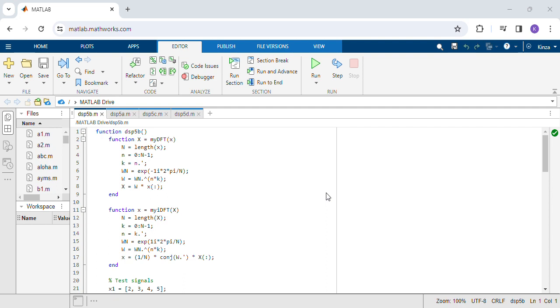These are arbitrary sequences of numbers representing discrete time signals. For each test signal, the custom DFT function myDFT is used to calculate discrete Fourier transform. Similarly, myIDFT is used to calculate the inverse discrete Fourier transform of each spectrum, resulting in reconstructed signals. MATLAB's built-in functions FFT and IFFT are used to calculate DFT and inverse discrete Fourier transform of each test signal, resulting in x1 built-in, x2 built-in, x3 built-in, x4 built-in, etc.